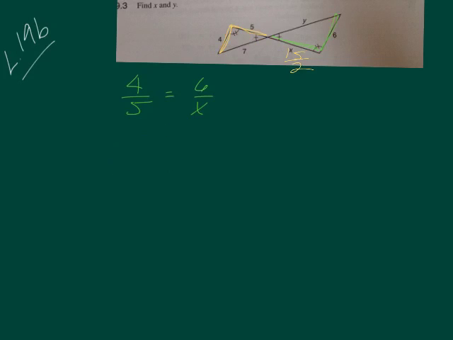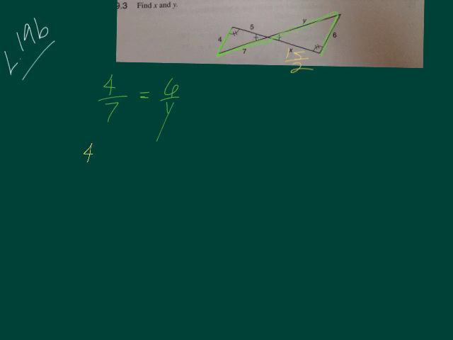To find the y value, we're going to do the exact same thing, only we're going to have to look at that hypotenuse there. So we're going to look at this line, and we're going to compare it with this one. Let's do the 4 and the 6 again, because if I deal with this one, I have to deal with a fraction. So 4 is to 7 as 6 is to y. The corresponding lines, 4 and 6, both go on top. 7 is the hypotenuse, y is the hypotenuse, so they go on the bottom.